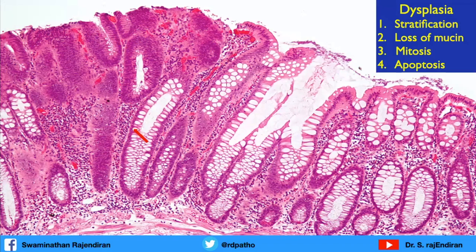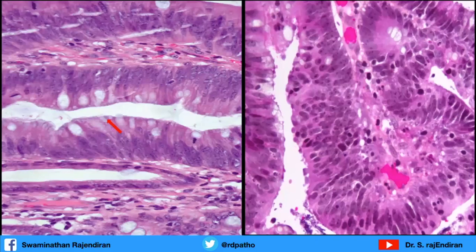loss of mucin. See the amount of goblet cells, mucin. You see the amount of goblet cells. It is loss of mucin or less of mucin. Okay, again another normal epithelium. So this is the area, pyramidal area, that is pathologic in this biopsy, and there is mitosis and apoptosis. Remember these 4 criteria for dysplasia.